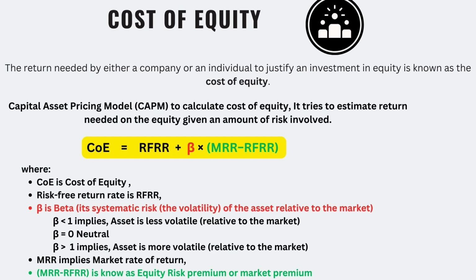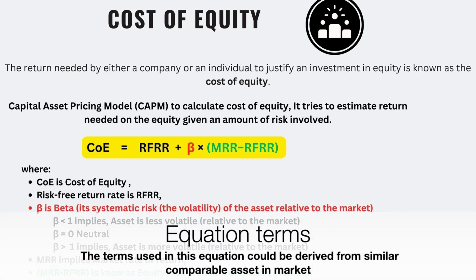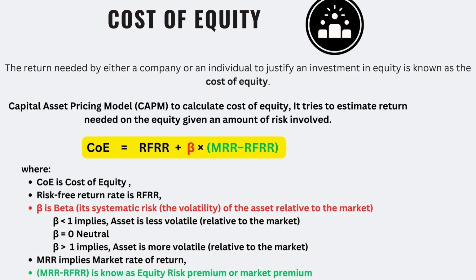The term MRR represents the market rate of return. It is the rate of return of the comparable asset in the free market. Now when we subtract the risk-free return rate from the market return rate, we get the market premium or the equity risk premium. This equity risk premium is the excess return that an investor earns by investing in the company compared to investing in the risk-free asset. So the higher the risk, the higher will be the beta and the higher will be the market premium. Thus, it will result in a high cost of equity, which implies a higher return to justify the risk on the investment.